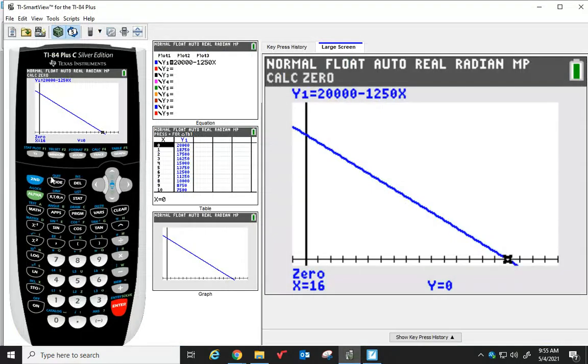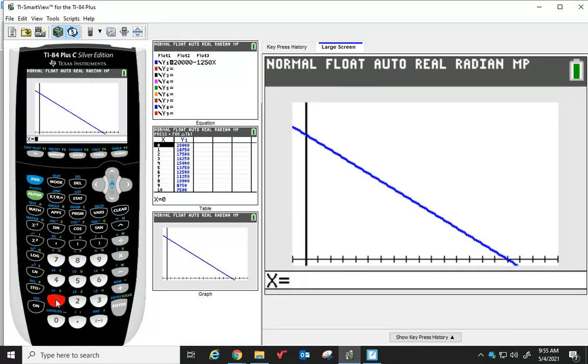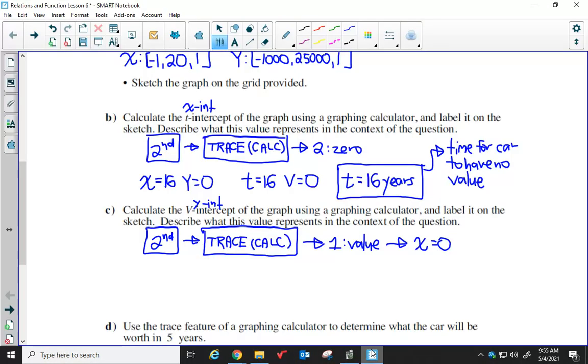Let's go ahead and do this. So we'd hit second, trace, pick option number 1, and then it prompts you to enter a value of x. So the y-intercept is when x is 0, so you hit 0, and then it tells you when x is 0, y is 20,000. So go back here and write that down. When x is 0, y is 20,000. But let's write it down in terms of the actual correct variables. So when t is equal to 0, v would be equal to 20,000. And if we write down the units for v, it's $20,000.